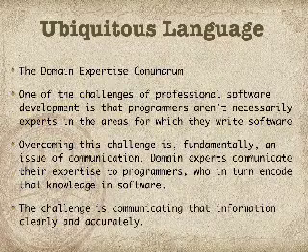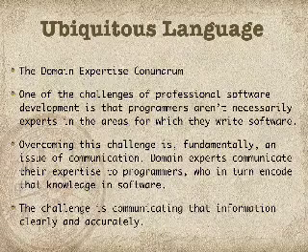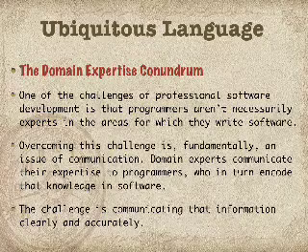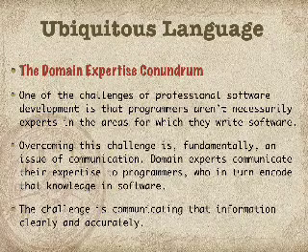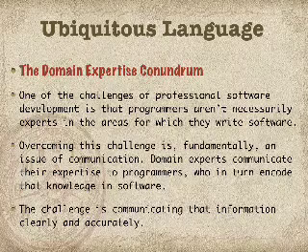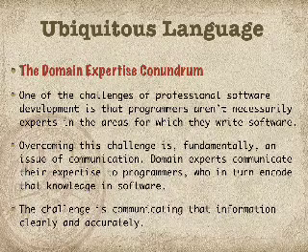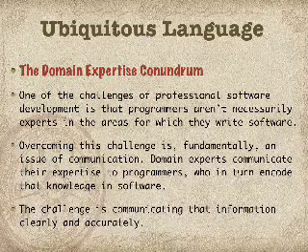The domain expertise conundrum is one of the challenges of professional software development. The problem is that programmers aren't necessarily experts in the areas for which they write software. Overcoming this challenge is fundamentally an issue of communication. Domain experts communicate their expertise to the programmers, who in turn encode that knowledge into software. The challenge is communicating that information clearly and accurately.